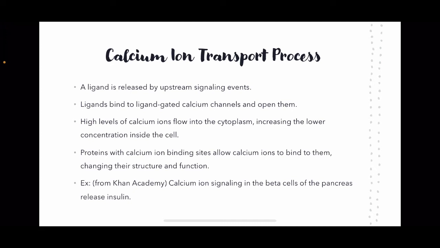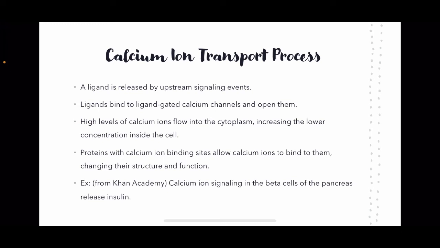And so the process for calcium ion transport begins with a ligand being released by upstream signaling events, and those ligands bind to ligand-gated calcium channels and open them. And high levels of calcium ions flow into the cytoplasm, increasing the lower concentration inside the cell.